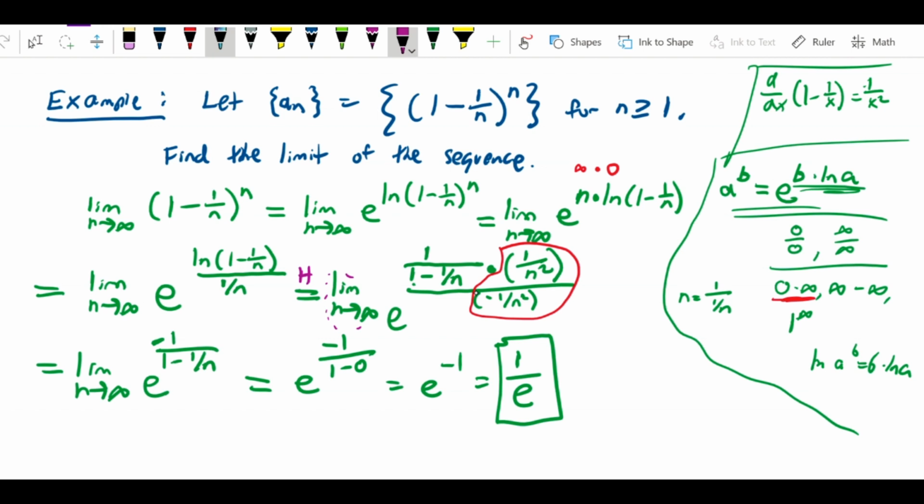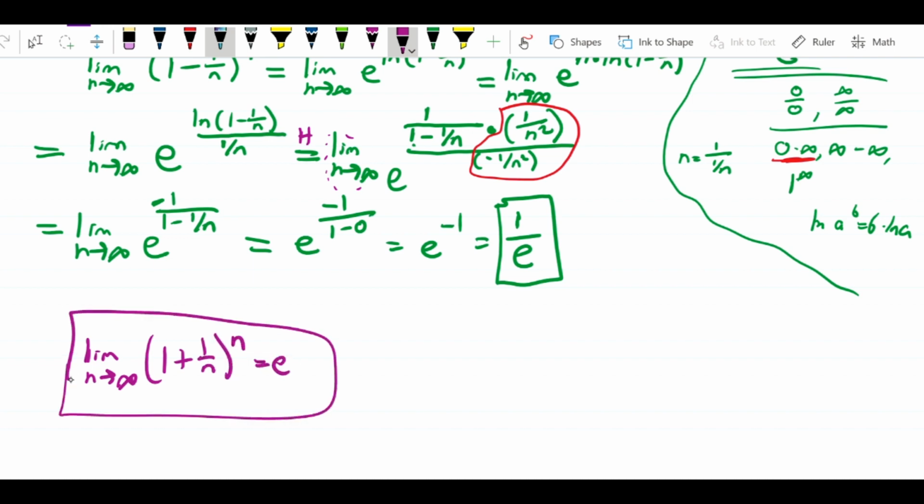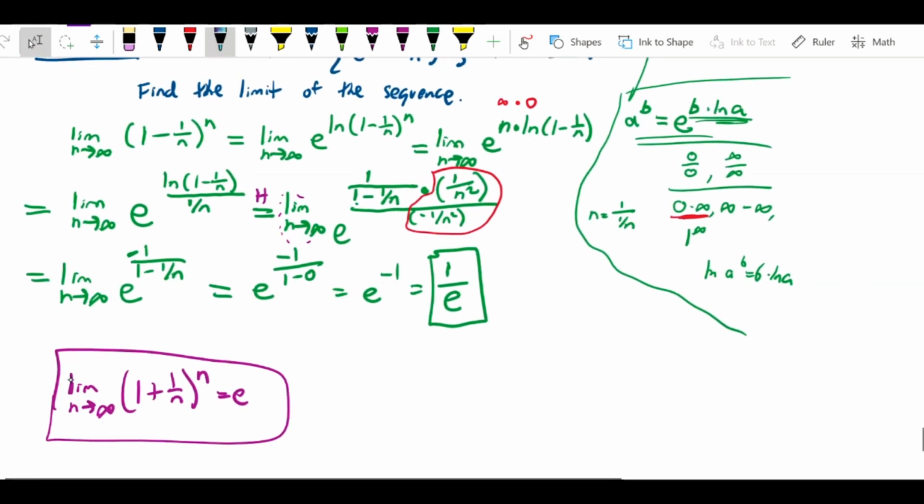This is a fairly important point. This is a type of calculation that you should know how to do. And by the way, it's also the case that the limit as n approaches infinity of 1 plus 1 over n to the n is equal to e. That's a fact that you can demonstrate in pretty much the same way that I did here. It's worth going through that exercise. And if it's 1 minus 1 over n to the n, then you get 1 over e.